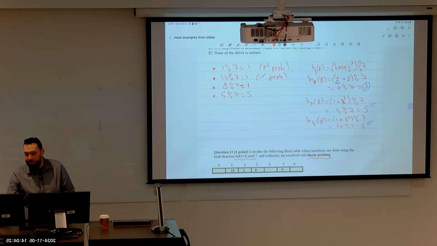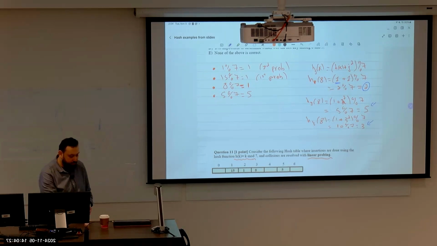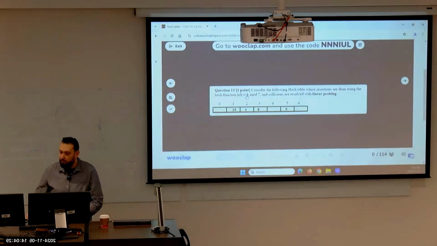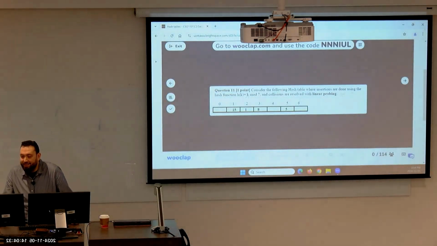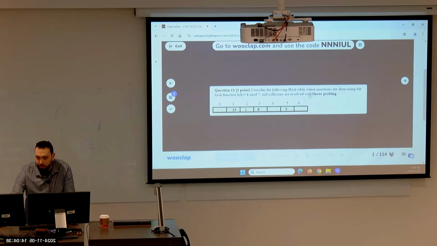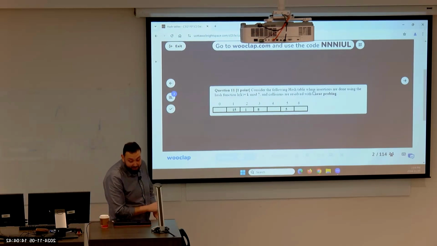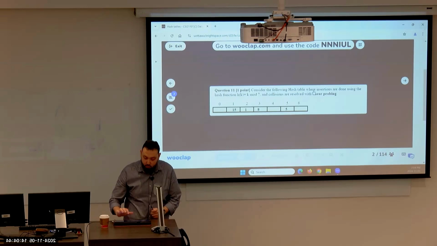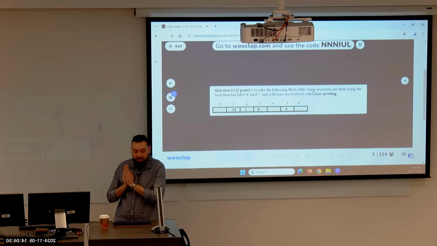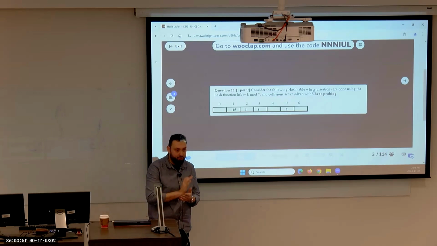Okay, let's do the next question. Consider the following hash table where insertions are done using the hash function h(k) equal k mod 7 and collisions are resolved with linear probing. Okay, I want to know the average number of probes. To be able to calculate the average number of probes, guys, what do I need to do? I need to calculate the number of probes for each key, then I'll divide by the number of keys.